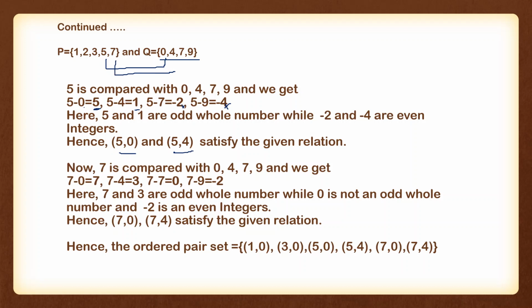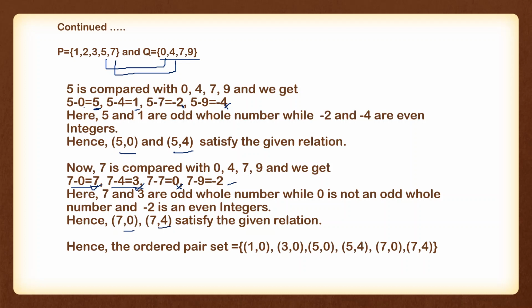Next, 7 is compared with all. Now 7 minus 0 is 7. 7 minus 4 is 3. So this is a true condition. This is also a true condition. 7 minus 7 is 0. No, it is not an odd number. It is a whole number, but it is not an odd number. This is an integer. So only 7, 0 and 7, 4 are satisfying.